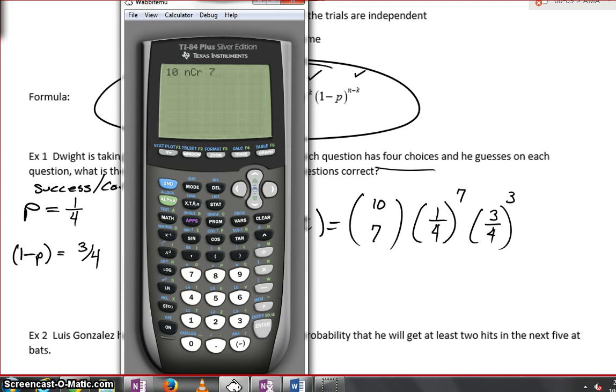We'll say 10 choose 7 times, well, if you want to do 0.25 to make this go a little bit quicker, you can raise that up to the 7th, times, well, now we'll take 0.75 and raise that up to the 3rd. And hit enter, and you can see that's not very likely, is it? That's not very likely. Someone just guessing to be able to get 7 problems correct.